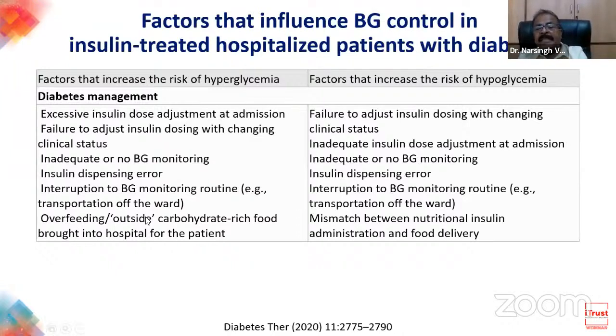And factors that increase the risk of hypoglycemia: failure to adjust insulin dosing with changing clinical status, inadequate insulin dose adjustment at admission, inadequate blood glucose monitoring, insulin dispensing error, interruption to the blood glucose monitoring routine, and mismatch between nutritional insulin administration and food delivery. So these are some factors which can lead to hypoglycemia. Next one, please.